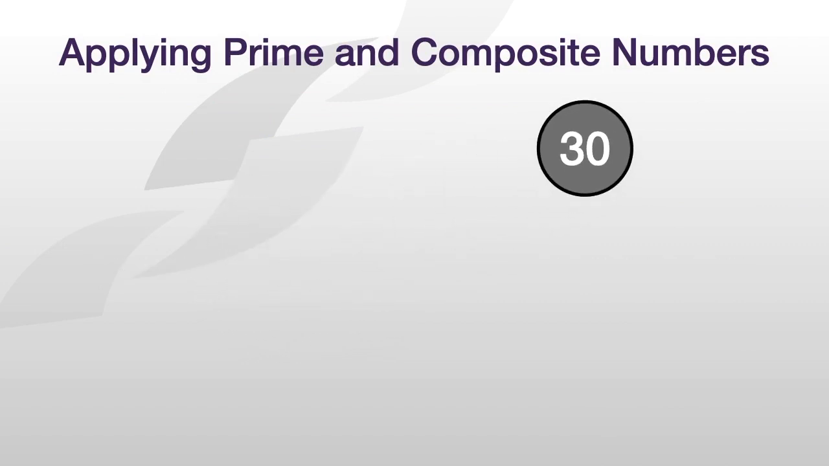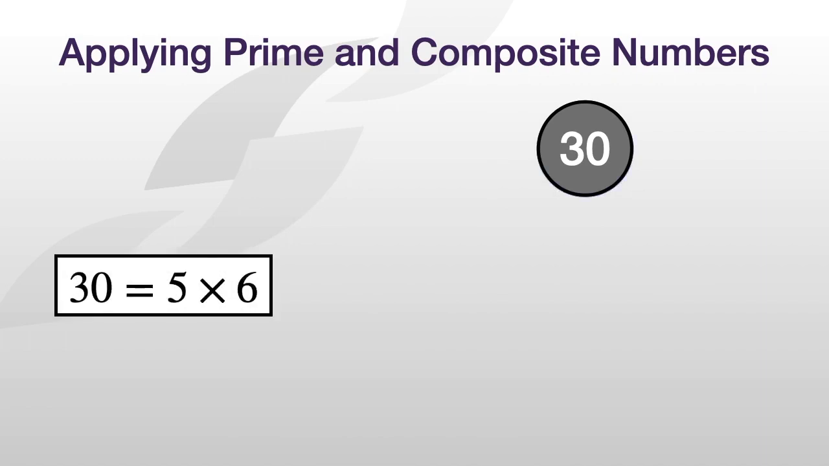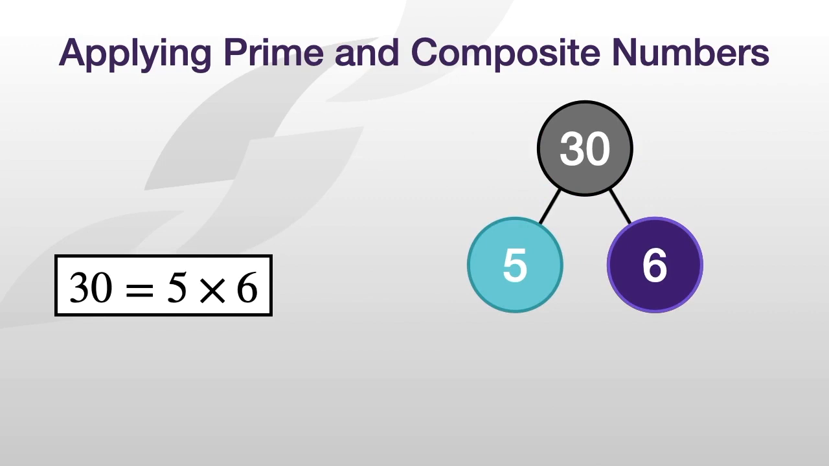One way is to express 30 as the product of 5 and 6. This representation is called a factor tree. Branches of 5 and 6 below are said to be factors of 30 above. However, we were tasked with expressing 30 as the product of prime factors, and 6 is composite. 6, however, can be written as the product of two prime numbers, 2 and 3. This extends one branch of the factor tree.